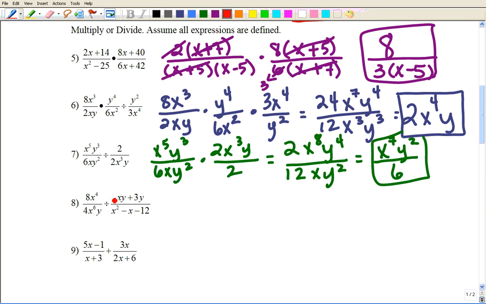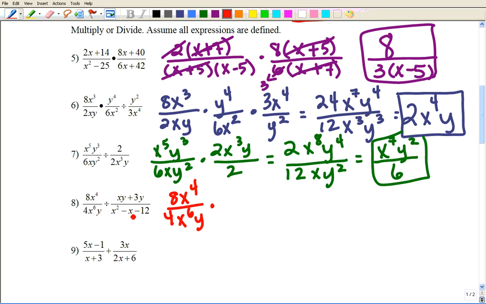Number 8. Okay, so again we have division, so we're going to flip this into multiplication, but we're also going to factor this completely as we go. So on this first thing, I don't have to worry about factoring anything. There's only multiplication. So it stays the same. We'll have 8x to the 4th over 4x to the 6th y times, okay, so I'm going to flip this second thing upside down, but I'm going to factor it.